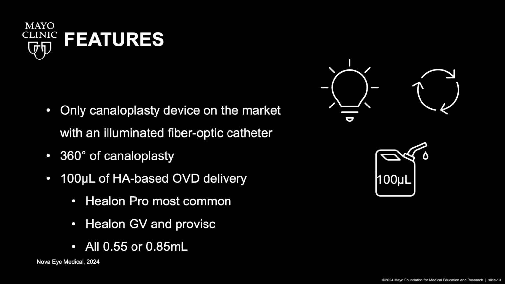Now we'll talk about some of the features as mentioned previously of the iTrack advanced system. It's known for its unique features including the illuminated catheter, which aids in precise positioning, and the 360-degree approach, which also ensures comprehensive canal treatment. This method is less invasive than trabeculectomy, and it spares the conjunctival tissue. This is particularly advantageous if further surgery is required down the line. The device is capable of ejecting up to 100 microliters of visco, which is much more than the capacity of the canal. Generally, the visco of choice is Healon Pro, but some others include Healon GV and ProVisc. The volume for all visco should either be 0.55 or 0.85 milliliters.